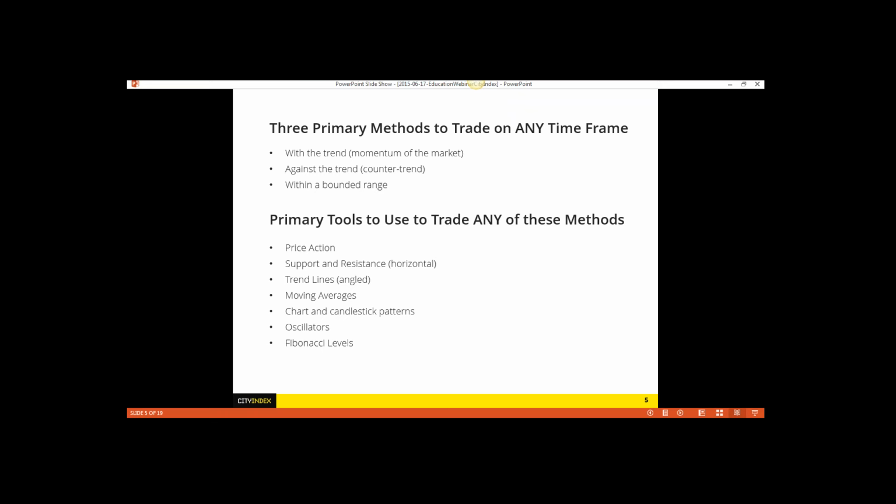Now, some people say trading within a range is akin to counter trend trading, and that could be true. But basically, there are these three primary methods. Okay, and I'm going to talk about all of these. Now, the primary tools that we use to trade any of these methods, whether you are a trend trader, a counter trend trader, or a range trader, number one is, of course, always price action.